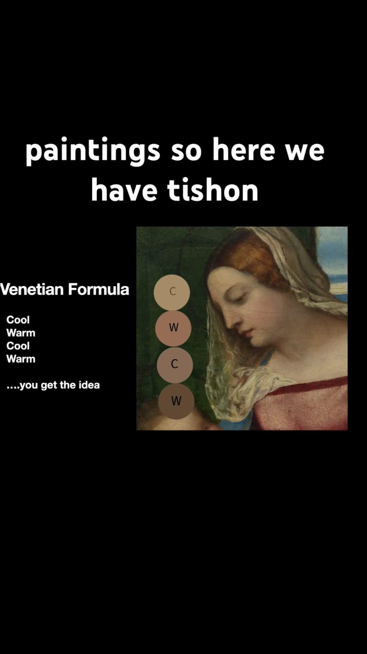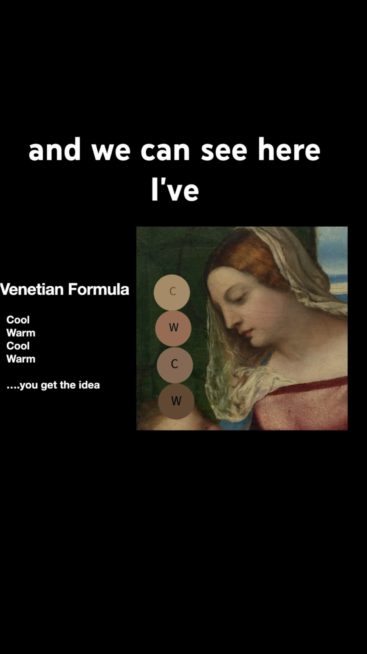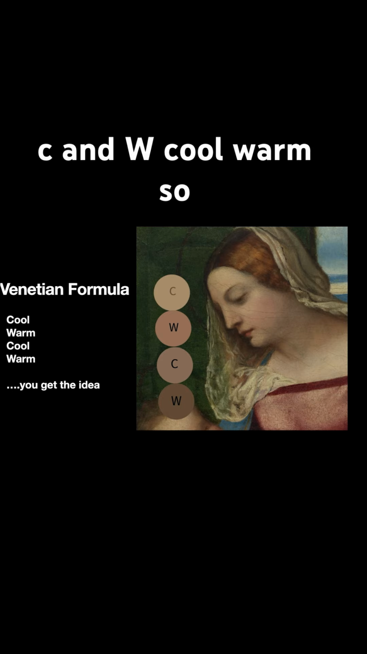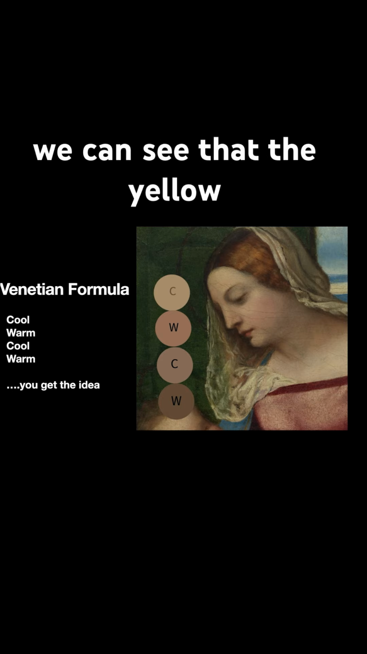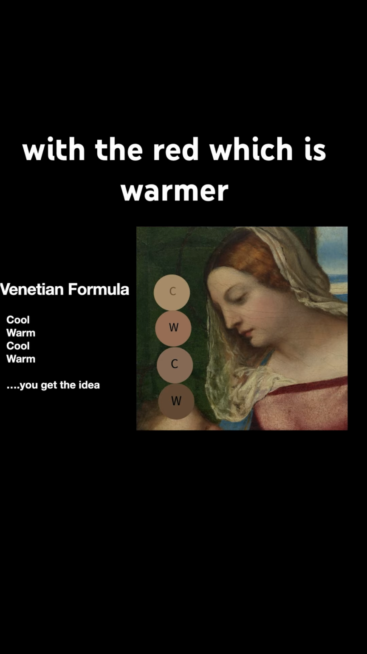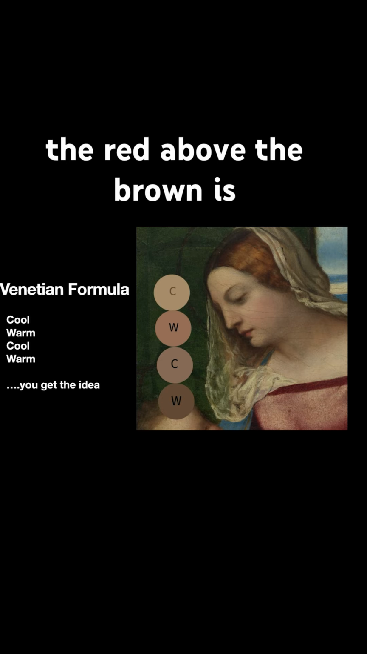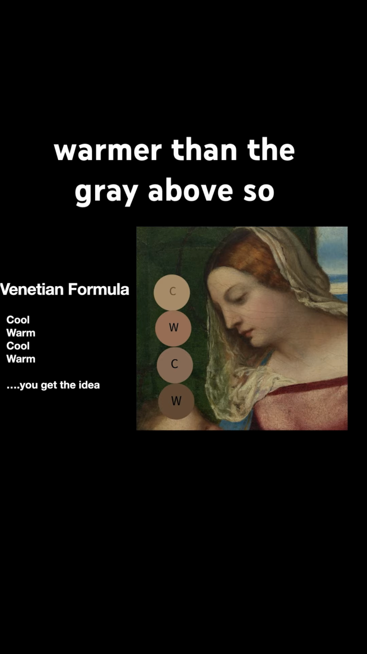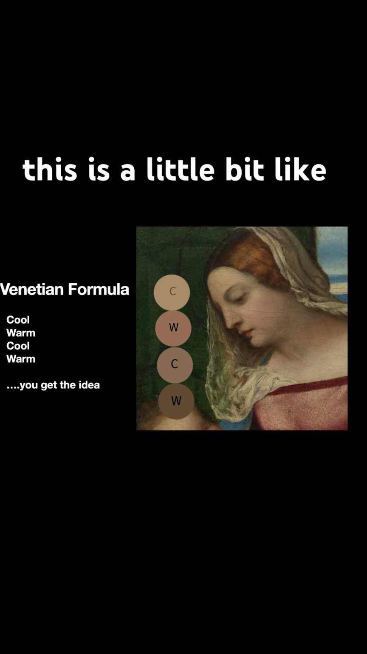So here we have Titian, and here I've just tried to help with the C and W, cool, warm. So we can see that the yellow of the highlight is cool in comparison with the red, which is warmer. Then the gray is cooler than the red above. The brown is warmer than the gray above. So this is a little bit like the fall of light.